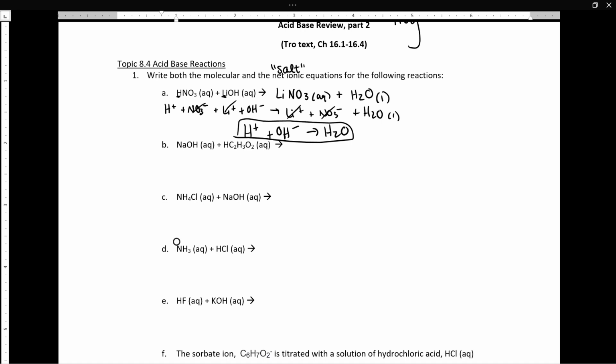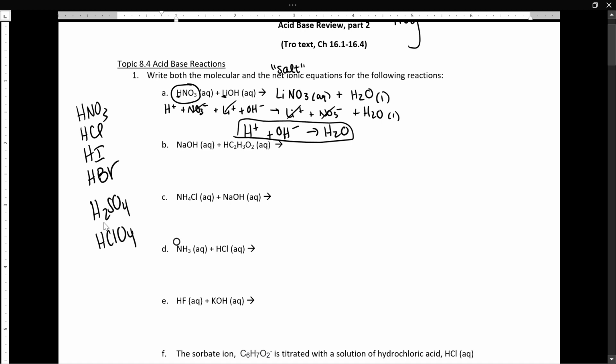And in order to write this net ionic equation carefully, we have to know what our strong acids are. So that list of 6 strong acids is really important to know. So the ones you'll most commonly run into are these ones, H2SO4, and I think the other one like HClO4 we don't see as often, but those are these strong acids you need to be aware of. Okay, let's look at the next one.